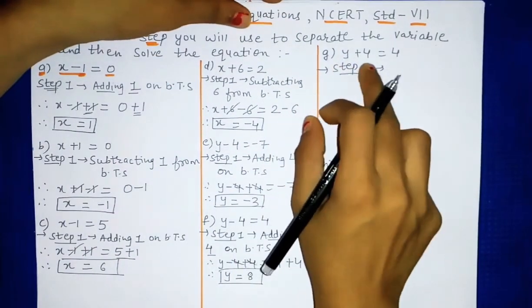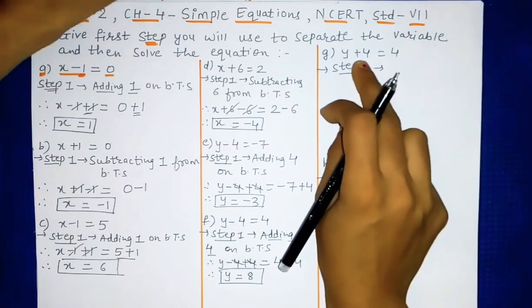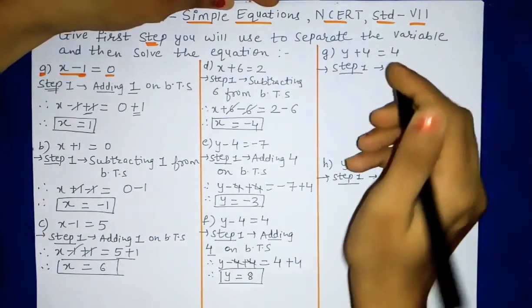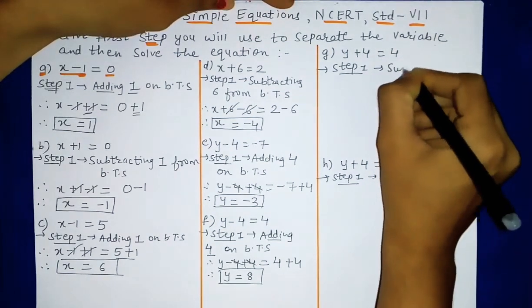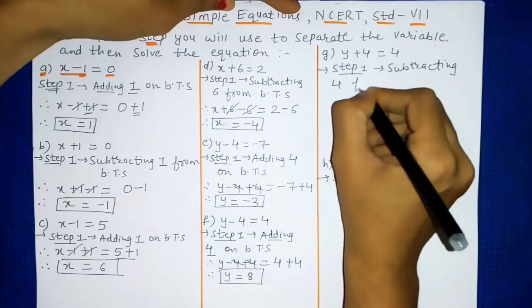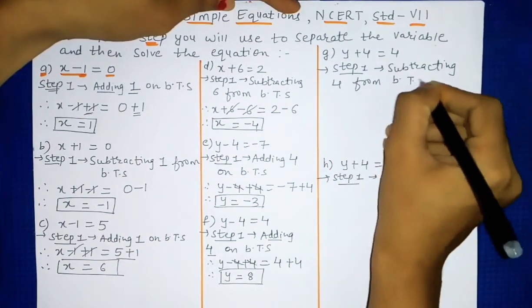Now next question is y plus 4 equal to 4. Again +4 is there. So positive 4 is there. So we have to take -4. So our step will be, again it will be subtracting 4 from both the sides.